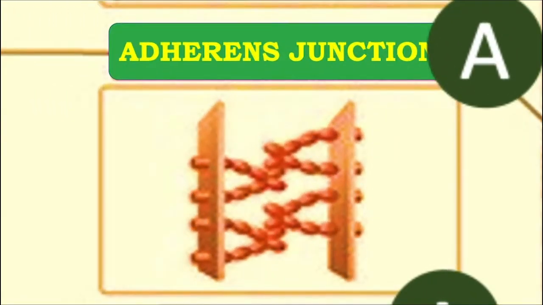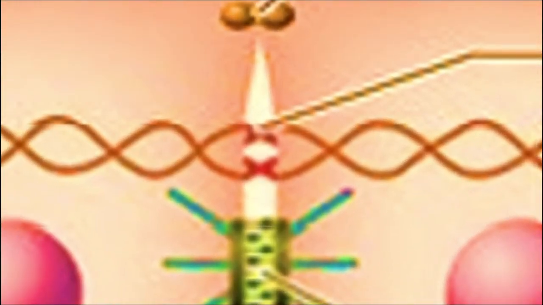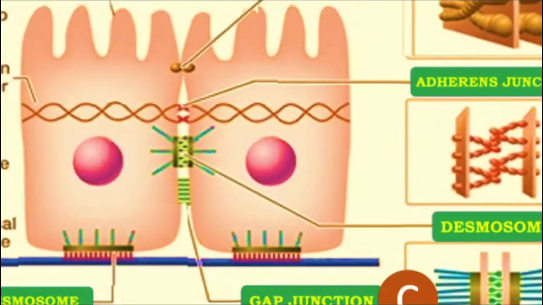This is the adherens junction or the zonula adherens. It anchors adjacent cells to one another through intercellular microfilaments.